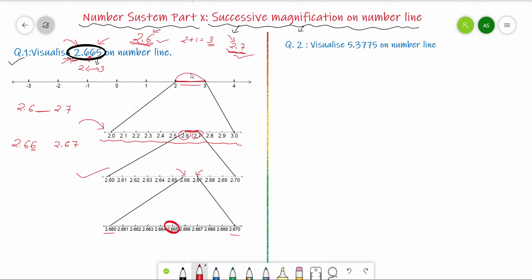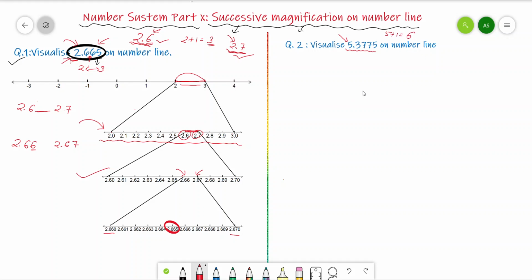Let us take one more example. We'll do it step by step over here. Maybe the lines may not be very straight, but you should be able to understand what we have done over here in the step by step process. So firstly, you can see the number is 5.3775. So the integral part is 5. So the number lies between 5 and 5 plus 1, that is 6.